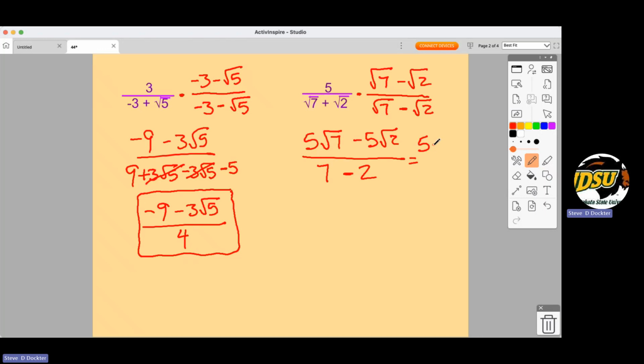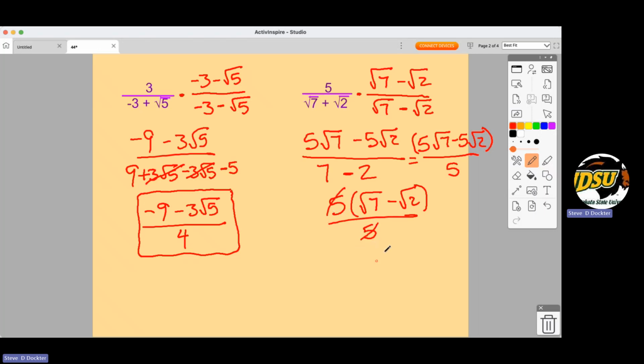This would become 5 square root of 7 minus 5 square root of 2 all over 5. Now what we see is we do have an extra step. We can pull a 5 out of the top. Now do remember, this is in parentheses. This is an expression. So we have to factor out a 5 there. When we factor out that 5, we get 5 on the outside. Then we've got square root of 7 minus square root of 2 all over 5.